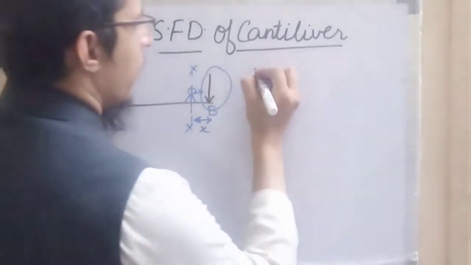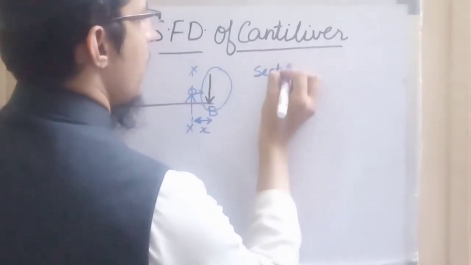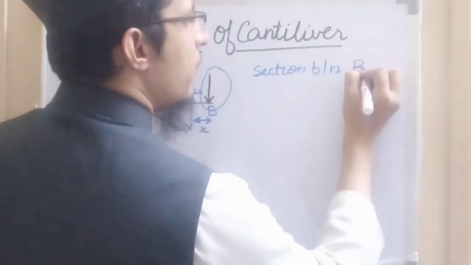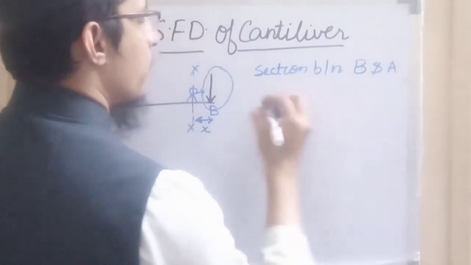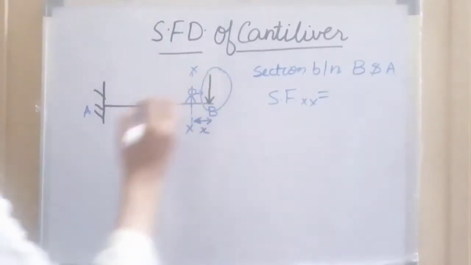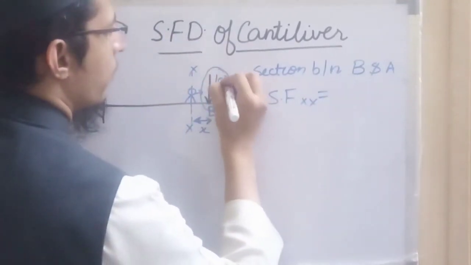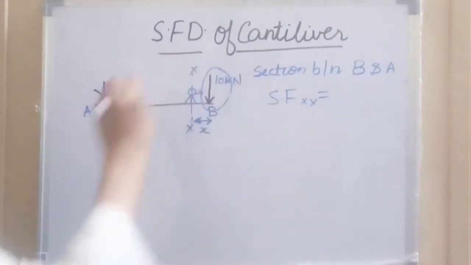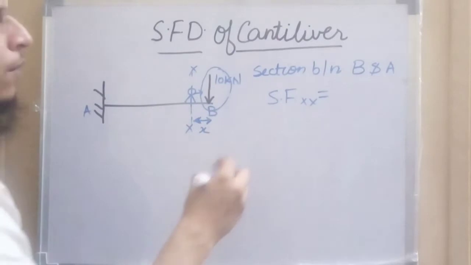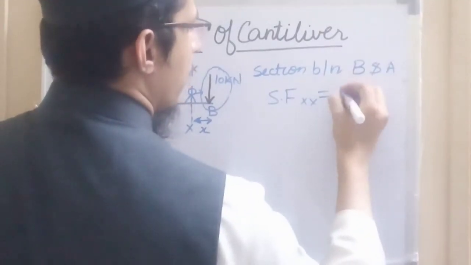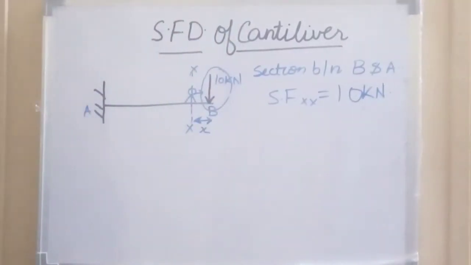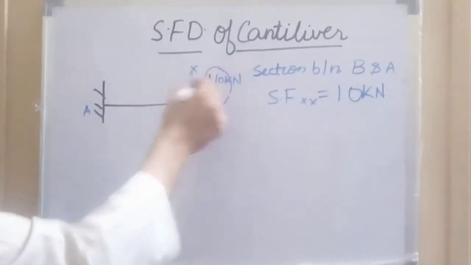So if there is a section between B and A, then the shear force at any section XX will be equal to this force. Suppose this is 10 kilonewton, then there is only one vertical force. So there is only one vertical force here. So we have this shear force of 10 kilonewton here, because only one vertical force is there.